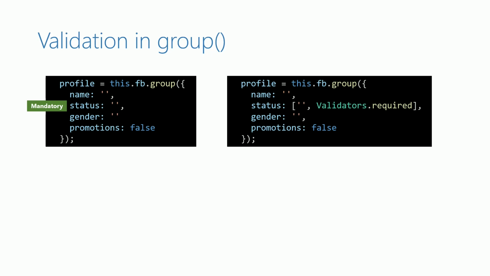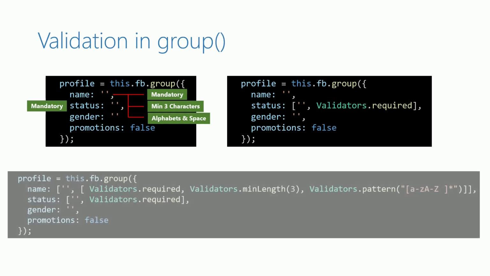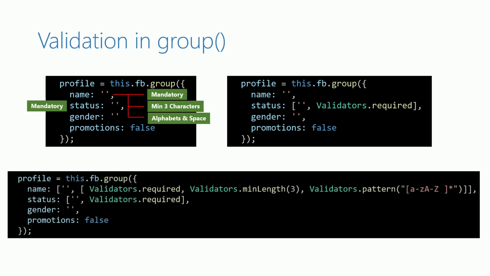Now we will look into the syntax when we need to define more than one validation on a form control. The name should be mandatory, containing minimum 3 characters, and it can have only alphabets and space. This will be the code snippet that applies all the 3 validations on the name property.